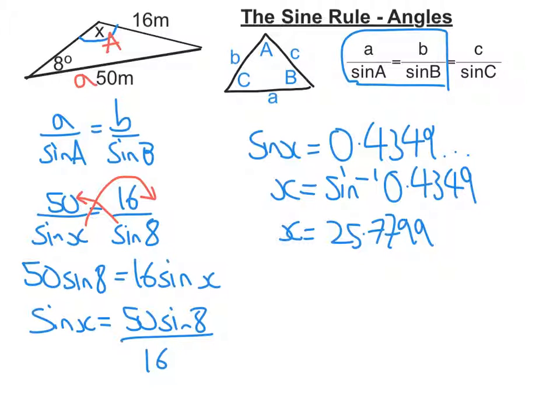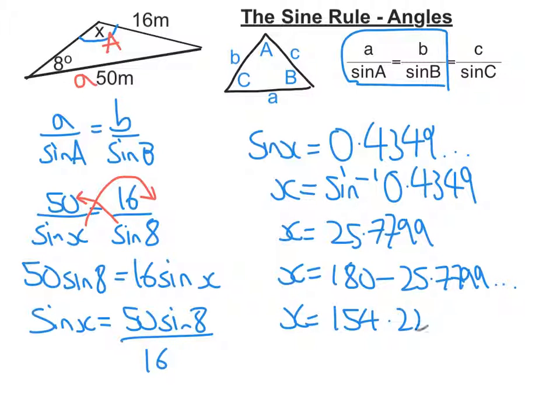And this becomes 25.7799. Now, angle x does not look like it's going to be about 26 degrees. If you remember from our work on areas of triangles, to find the other value of x which has the same sine, we do 180 minus our angle. So x is going to be 180 minus 25.7799, etc. And if you put that in, you get 154.22005. So to three significant figures, our answer is 154 degrees, which looks a lot better.